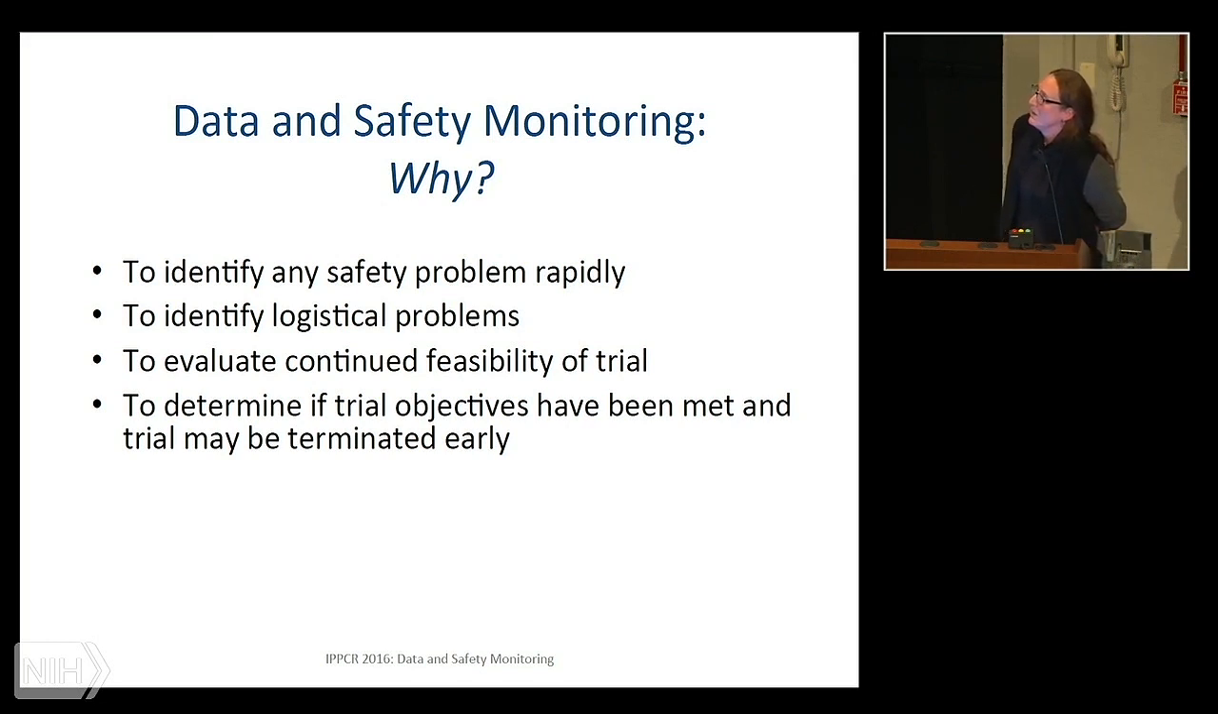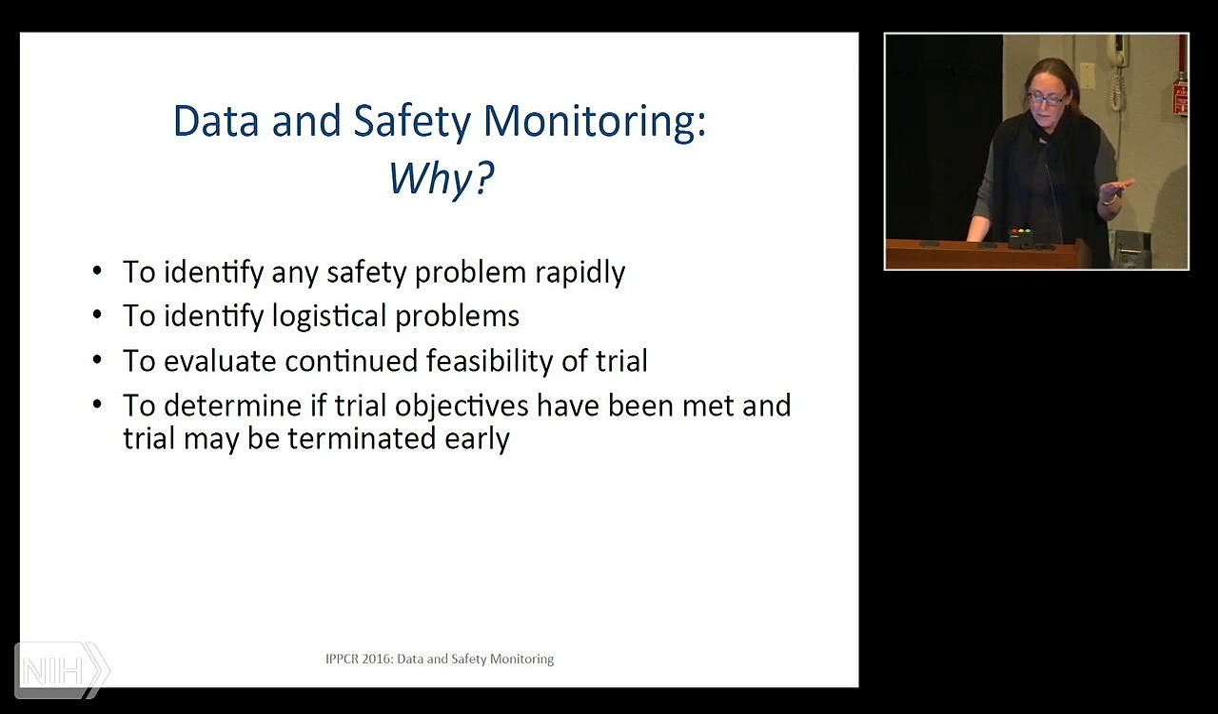Okay, so hopefully those 2 examples have given you some ideas of why we need a data safety monitoring board. Essentially, to summarize those examples, we need to be able to identify any safety problem rapidly. We need to be able to identify logistical problems, if there are some, so that the board can recommend amendments or make sure that those come to light, such as, if the accrual is so slow, they'll never get full enrollment by the end of the grant period. That could be a problem, so maybe you need to add sites.